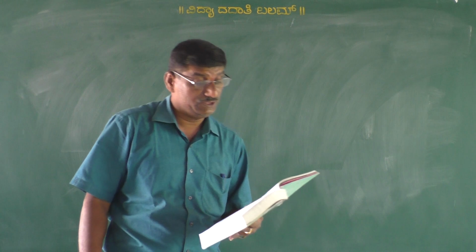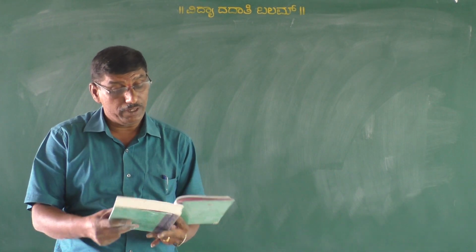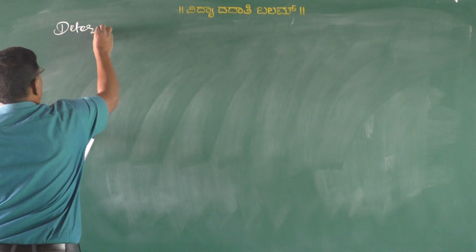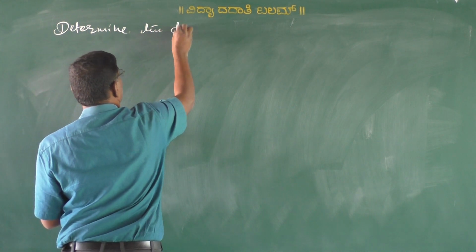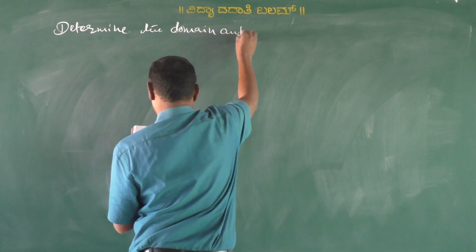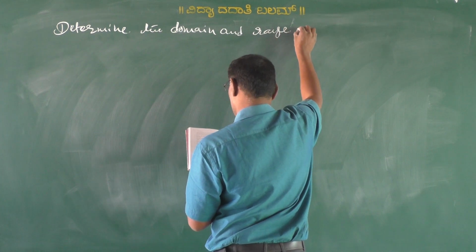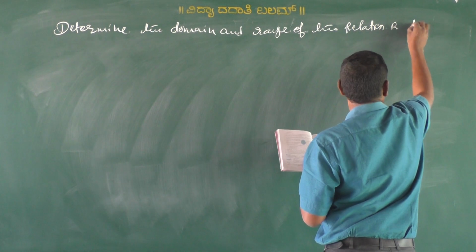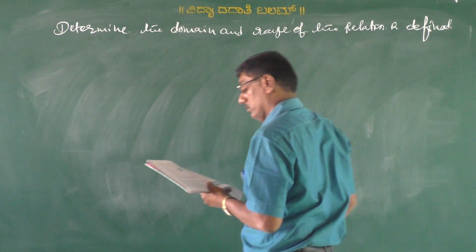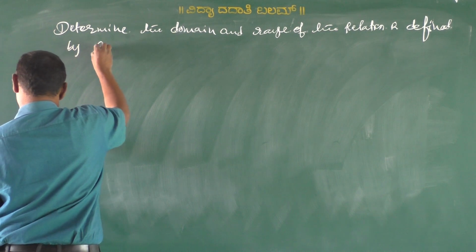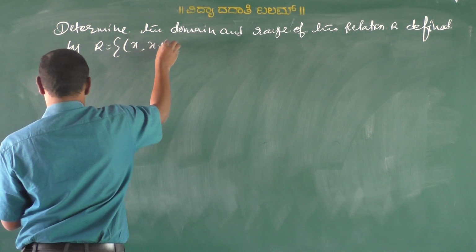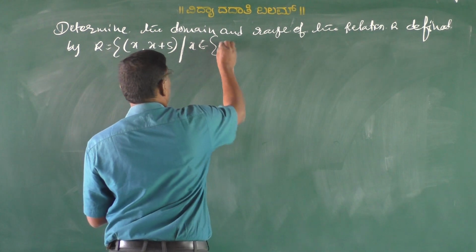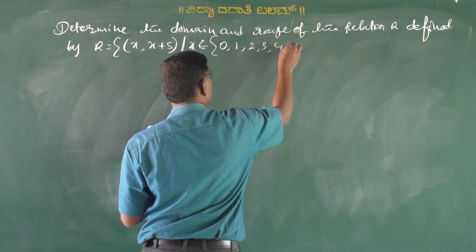Determine the domain and range of the relation defined by R is equal to the set of all ordered pairs x comma x plus 5 such that x belongs to the set 0 comma 1 comma 2 comma 3 comma 4 comma 5.